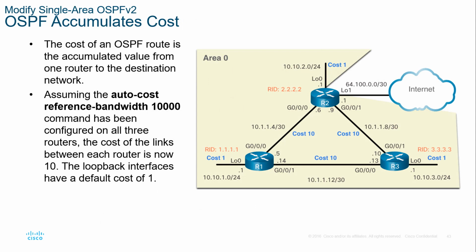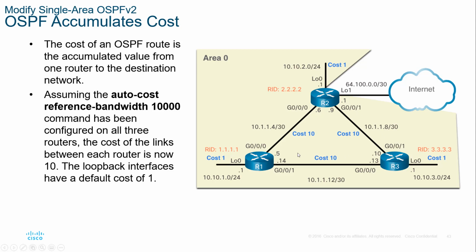The cost for OSPF routes should be an accumulative total between them. So if we want to go from here to the internet, it would be cost 1, cost 10, and over. If we want to go router 1 to router 3 to router 2, it'd be cost 1, cost 10, cost 10 again, and to the internet. So here would be a cost of 20, here would be a cost of just 10. The lower the cost, the better. So this would be the preferred path for this connection.